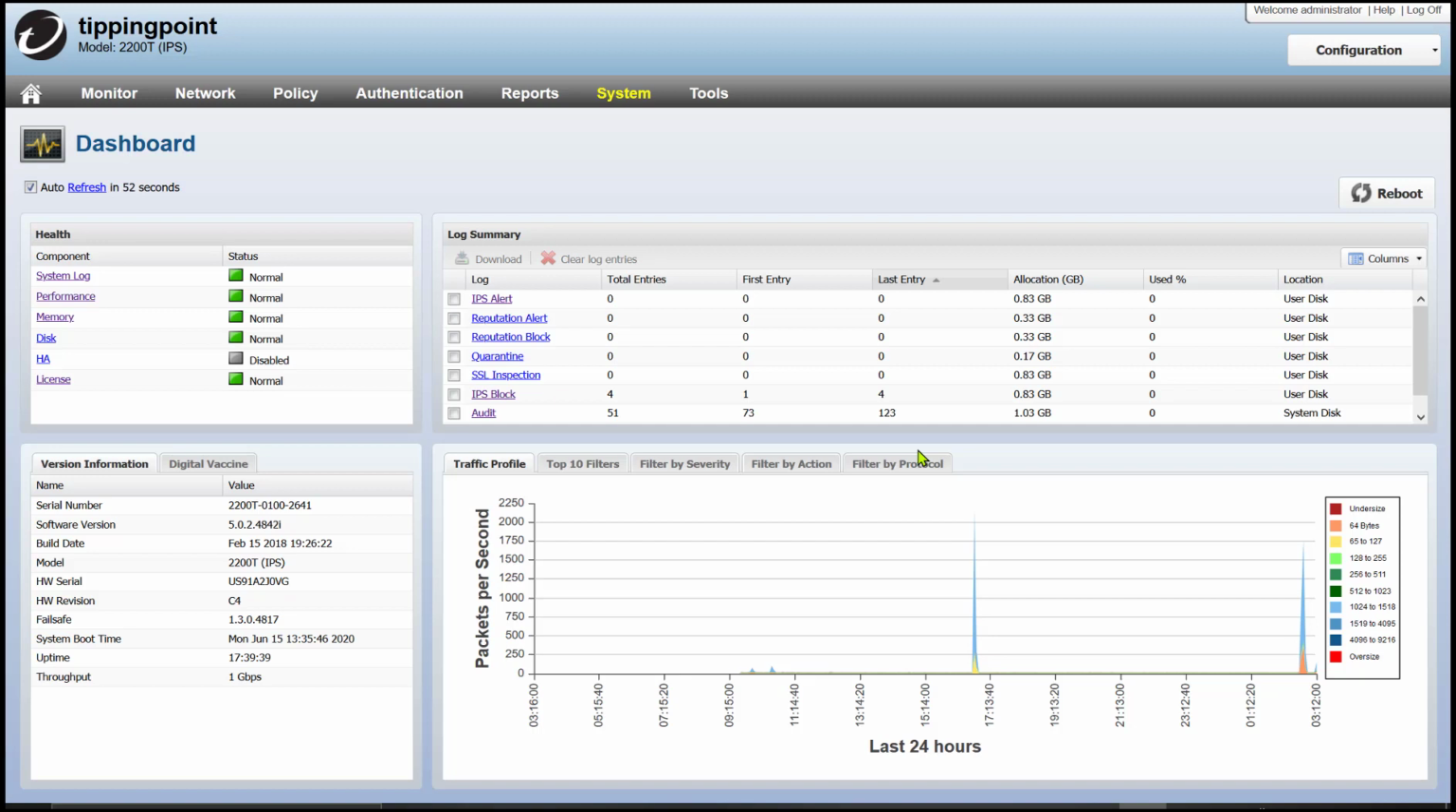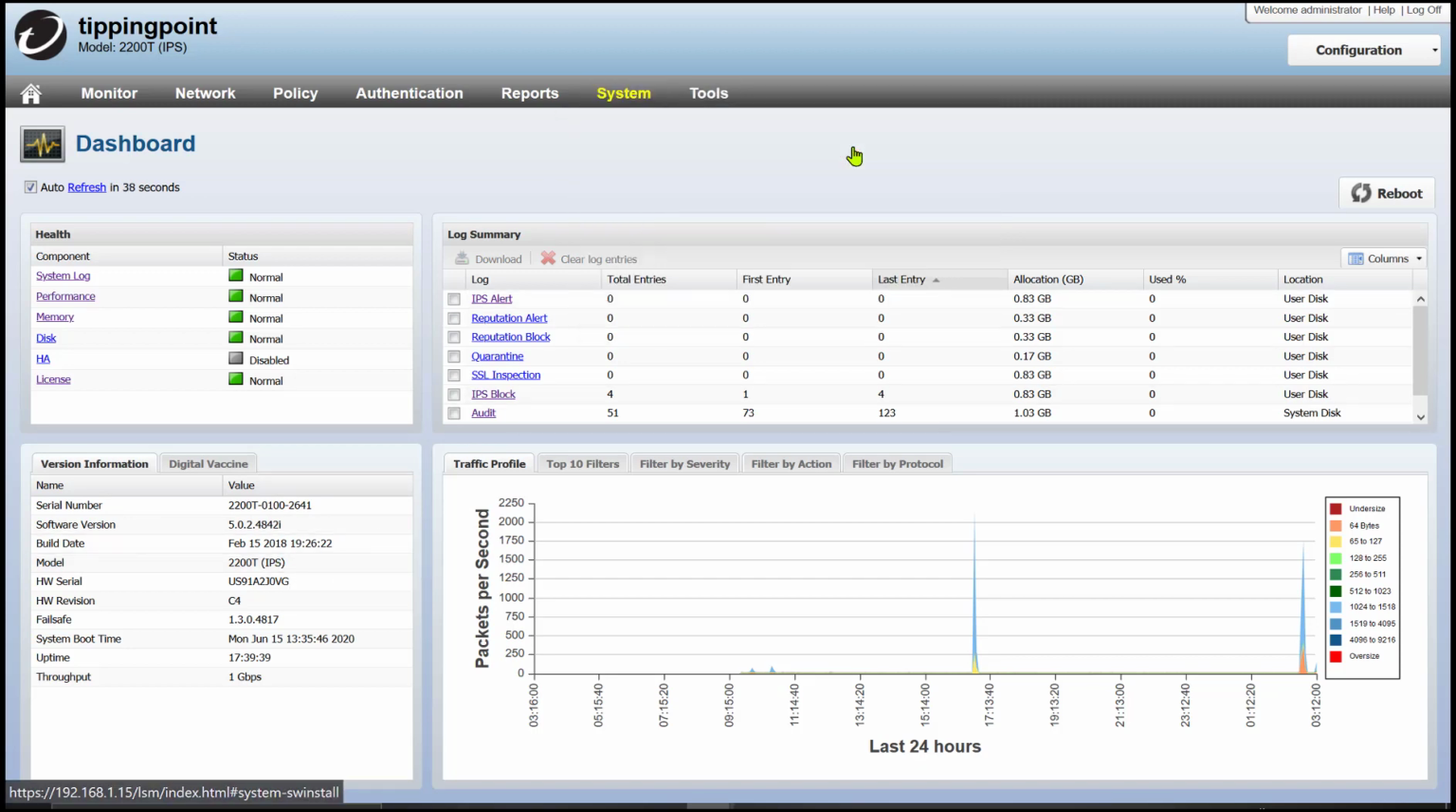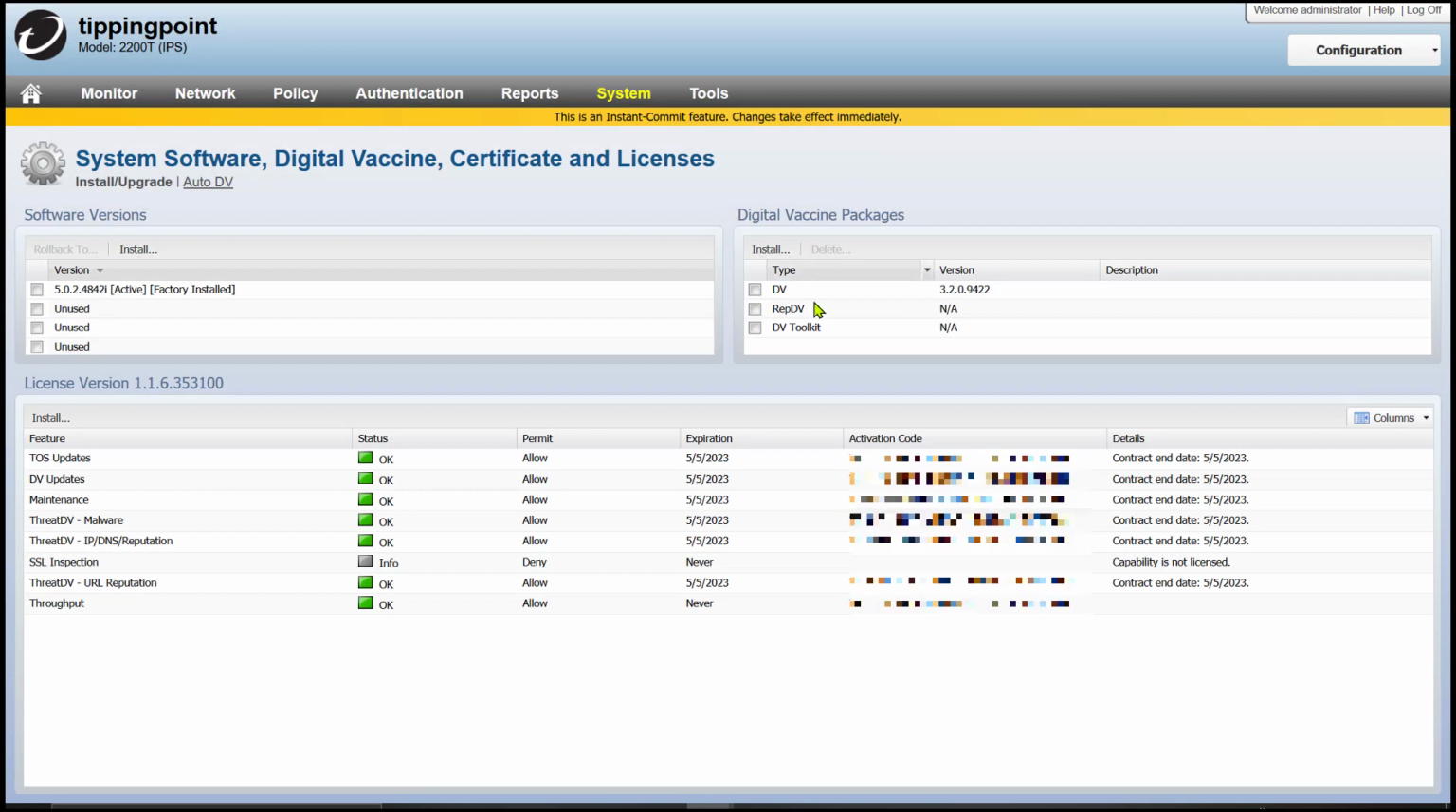Actually, what I wanted to walk over today is TippingPoint as an IPS solution. Now, I got this running in my lab environment, so not too much going on. But one of the things I did want to point out to you is the idea of digital vaccines, which is just pretty cool.